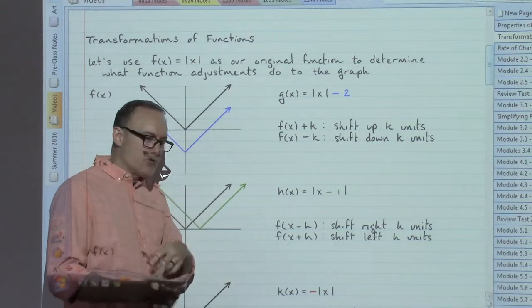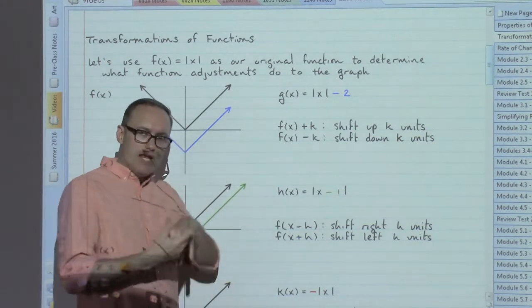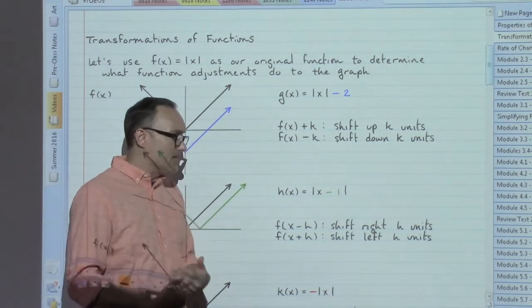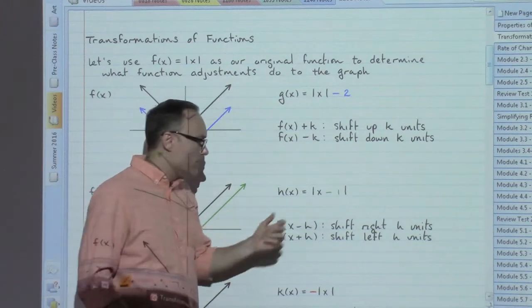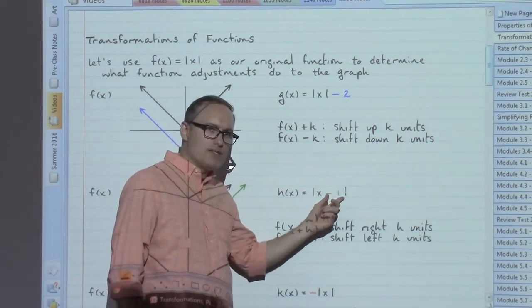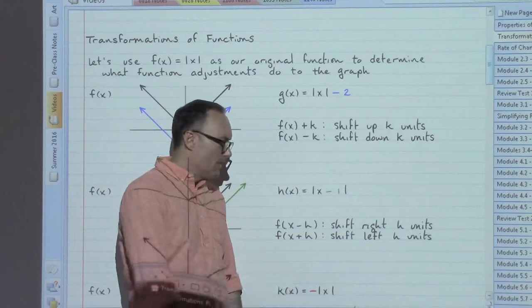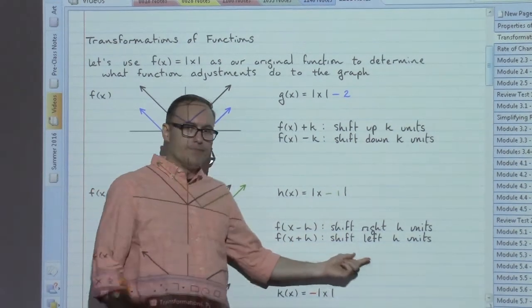So when we backtrack it, it actually changes what you might have expected based on shifting up and down. If we have x minus a number, shift right. If we have x plus a number, shift left.